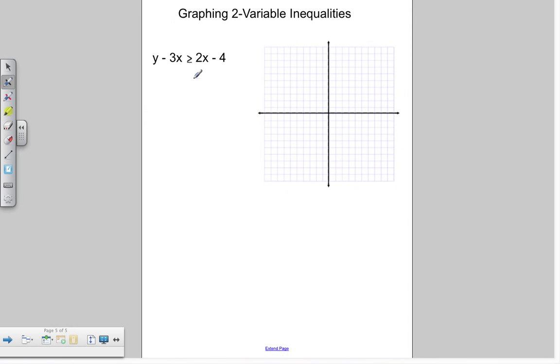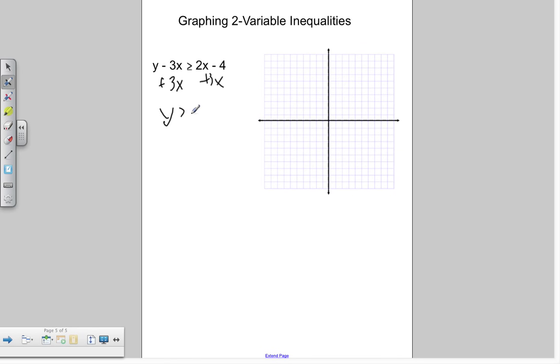Okay, here we go. Not in y equals mx plus b form. So force it. I'm going to add 3x to both sides. I get y. I don't need to change the sign. Y is greater than or equal to 5x minus 4. No signs changed. What's my slope? 5. What's my y-intercept? -4.